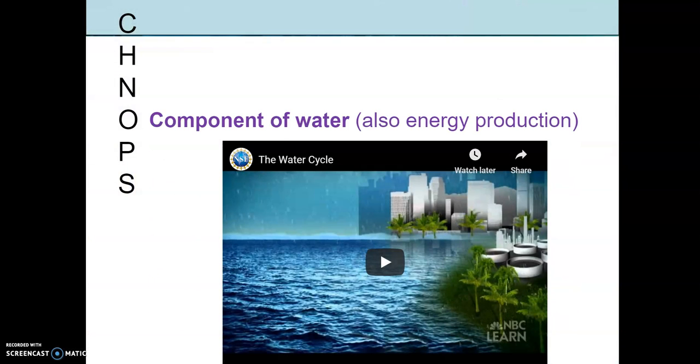Okay, now with oxygen, oxygen is a component of water, so I thought I would throw in just a little bit of the water cycle here, just a wee bit.